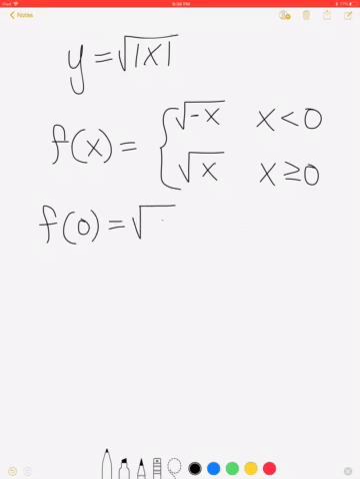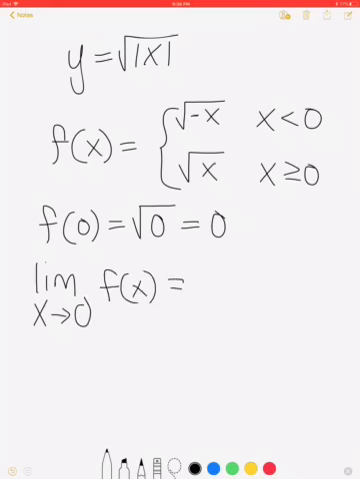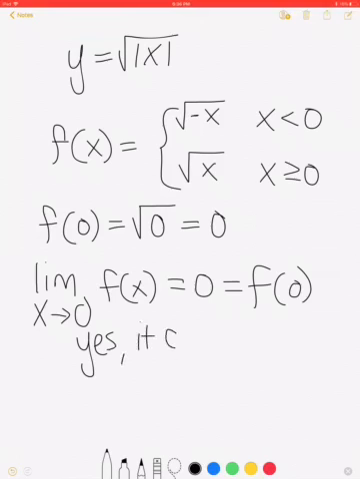Alright, so to prove that it's continuous, the first thing you've got to do is find f of 0, which is the square root of 0, which is 0. And then if you check both limits from the left and the right, you will get 0 for both of them. So, since the limit is equal to the actual value, yes, it is continuous.